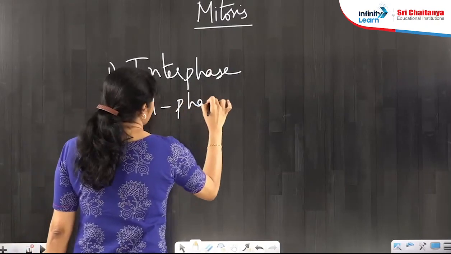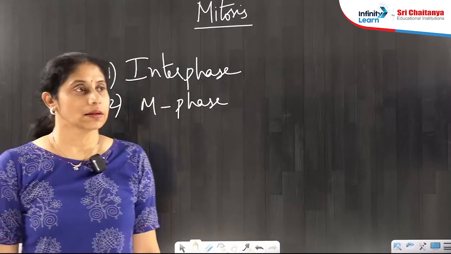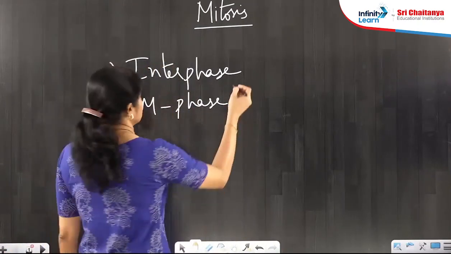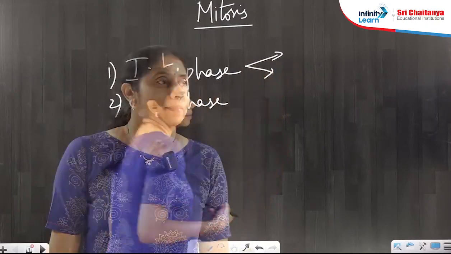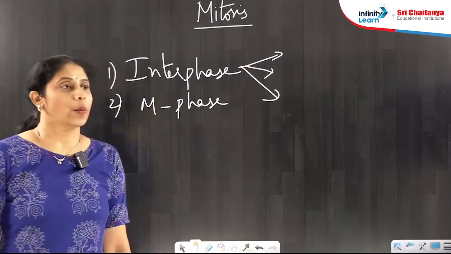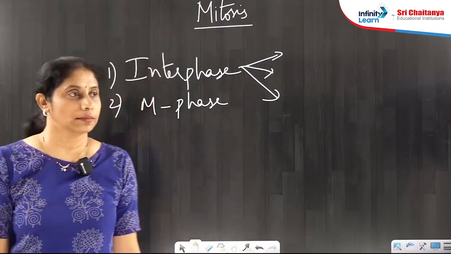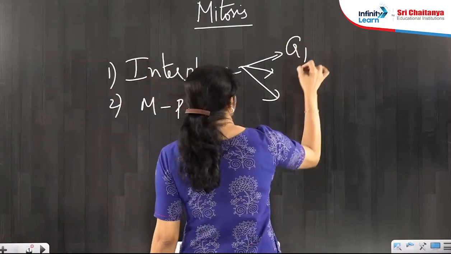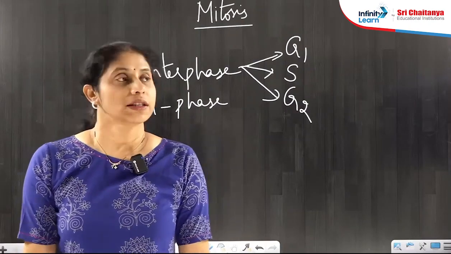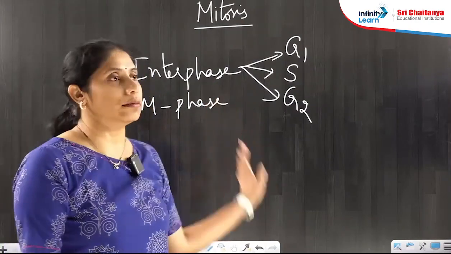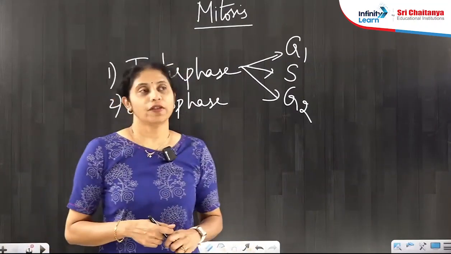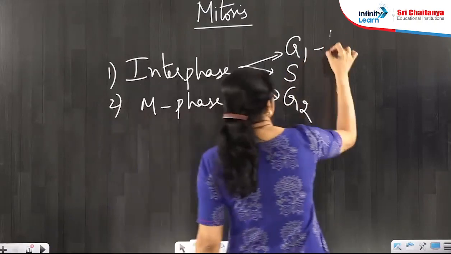M phase is also called the mitosis phase, mitosis or divisional phase. Yes, correct. In interphase, how many subphases are there? 3 are there. Very good. What are those 3 in sequence? Which is the first one, second one, third one? Very good. G1, S, followed by G2. Which is the lengthiest phase among these 3? Which will take more time among these 3? Correct, G1. This is the lengthiest phase.